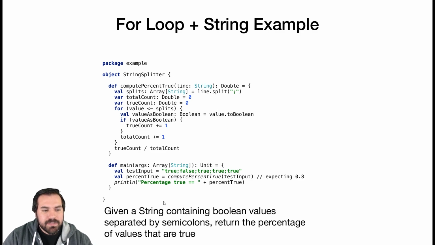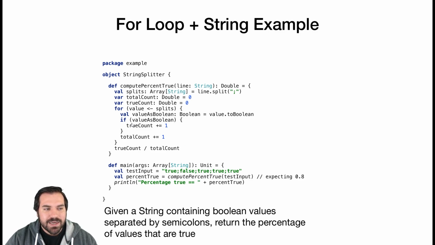So let's see a bigger example. For this example, I want to write a method that takes a string that's formatted as string of Boolean values that are separated by semicolons, and I want to return the percentage of those values that are true. So just a toy example, not something you do in the real world, unless you have a really specific application, but it combines a lot of the topics that we're talking about.